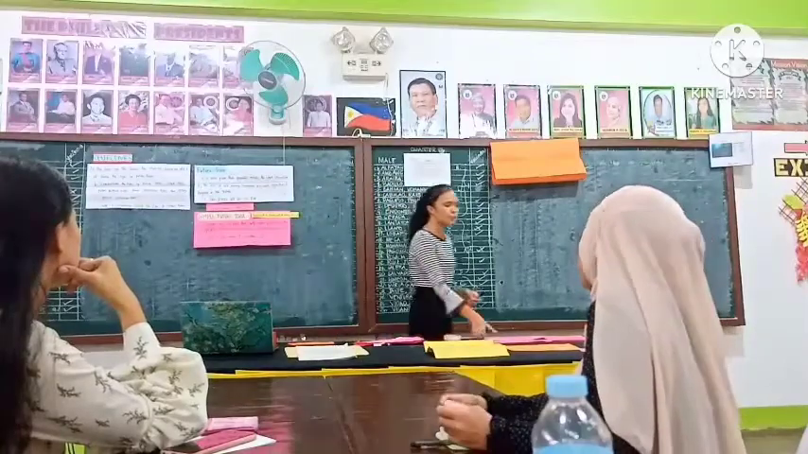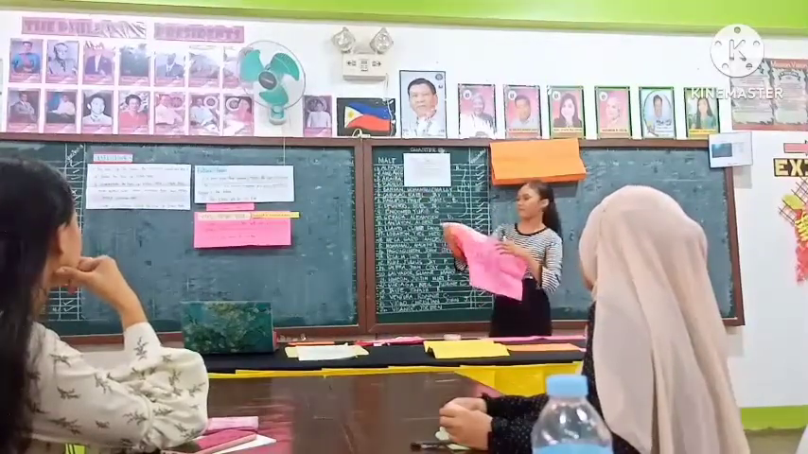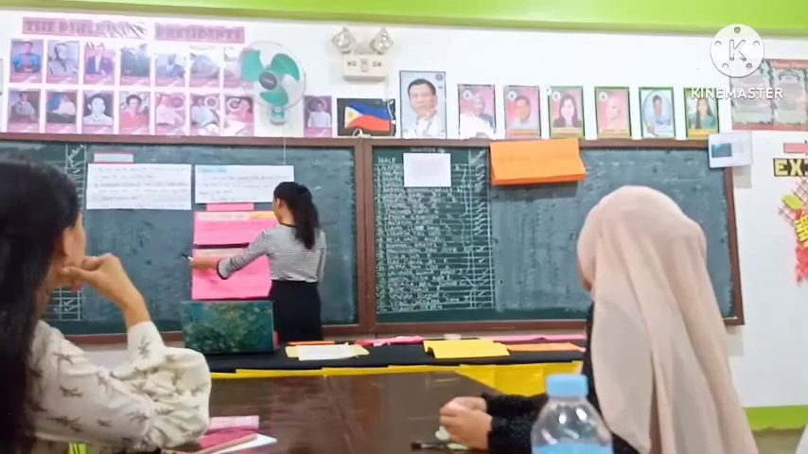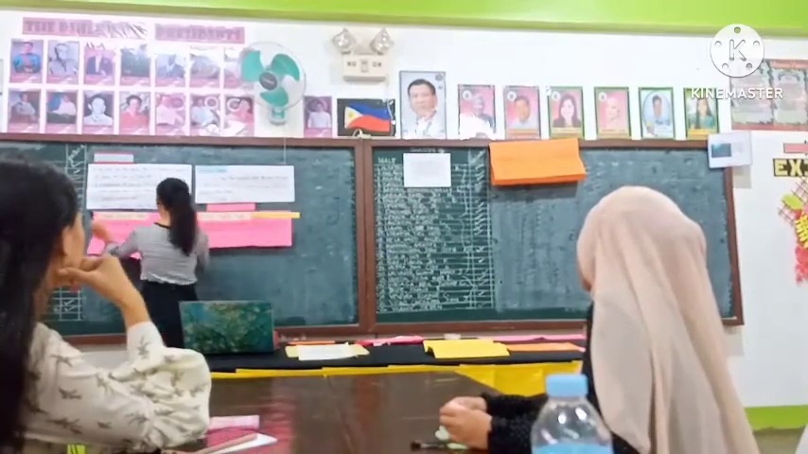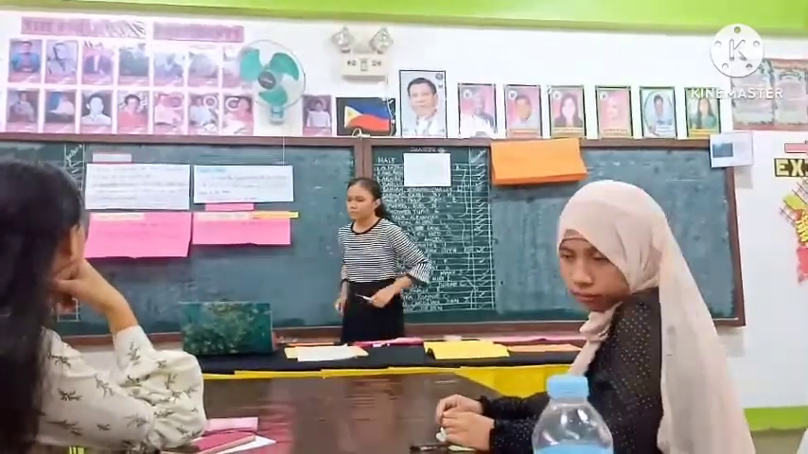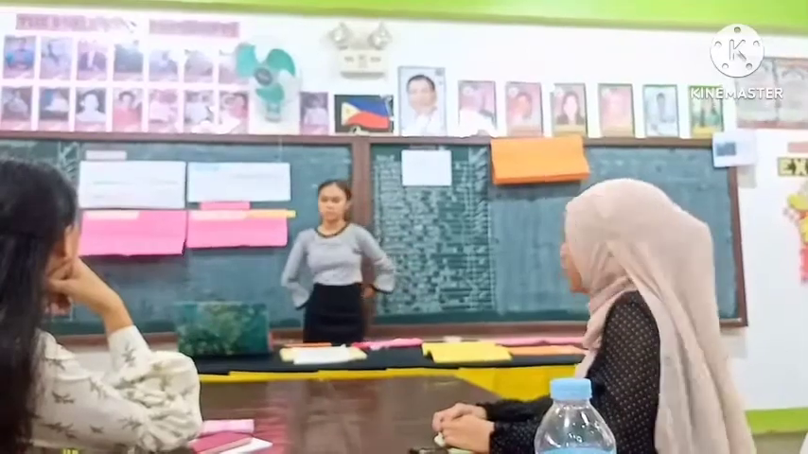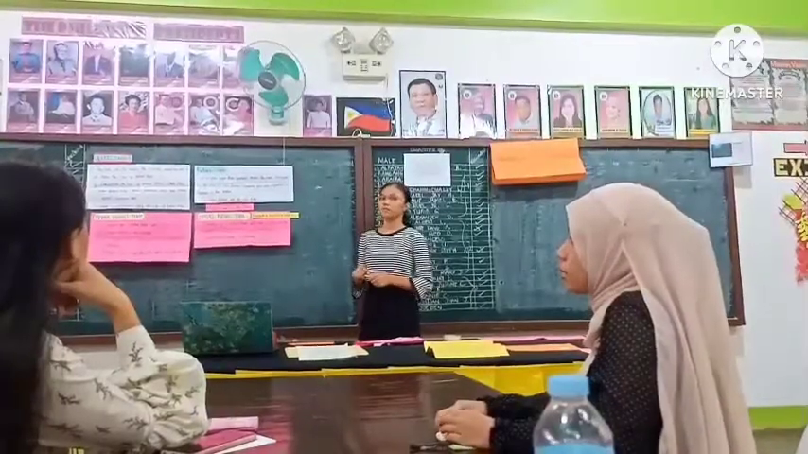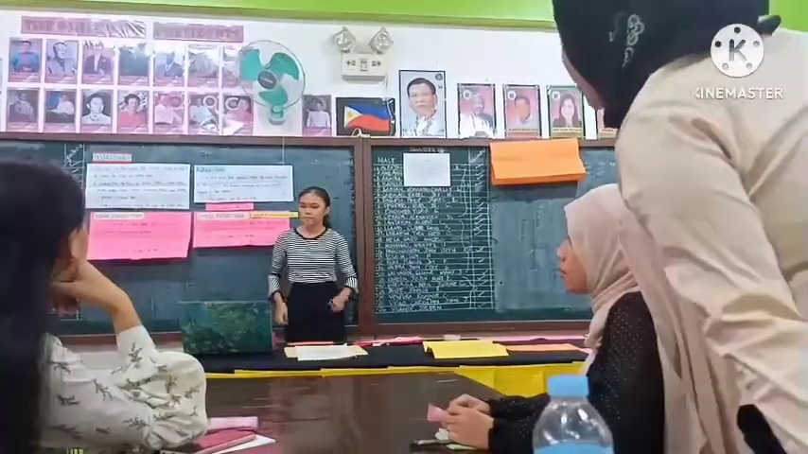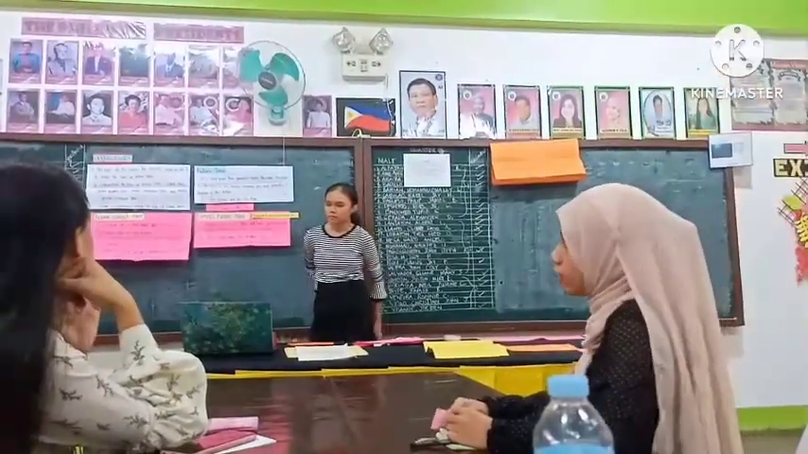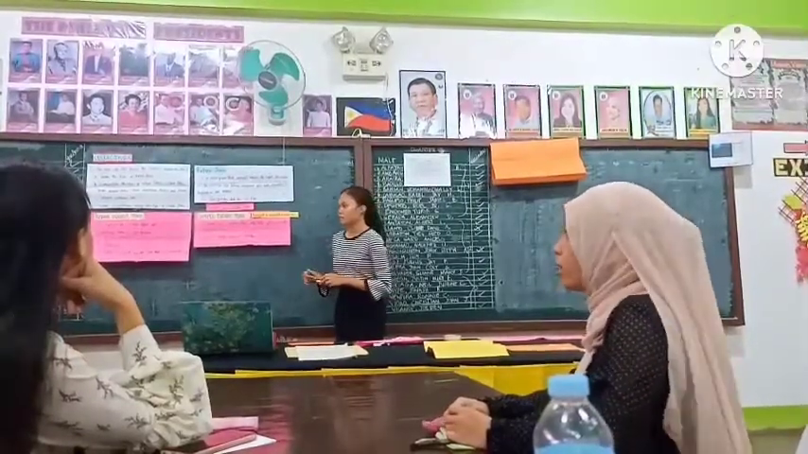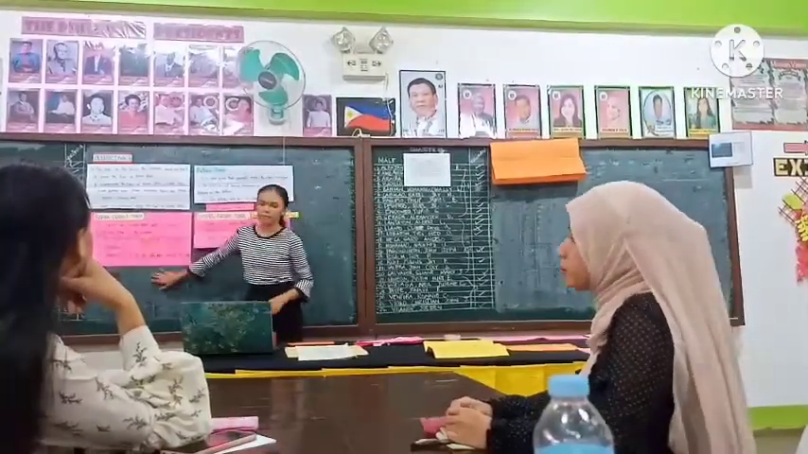Next one is future perfect tense. Okay, Sunaida, please read. Future perfect tense depicts an action that will be finished by a particular time in the future. For example, they will have painted the bridge.